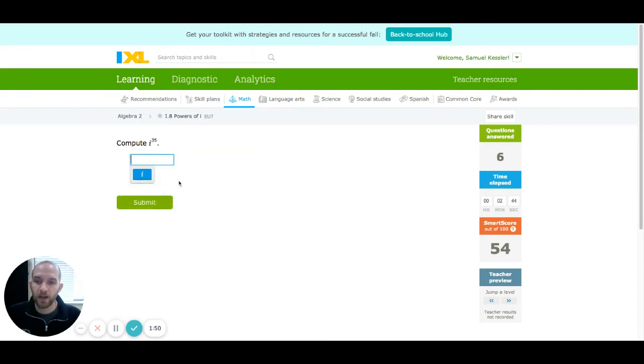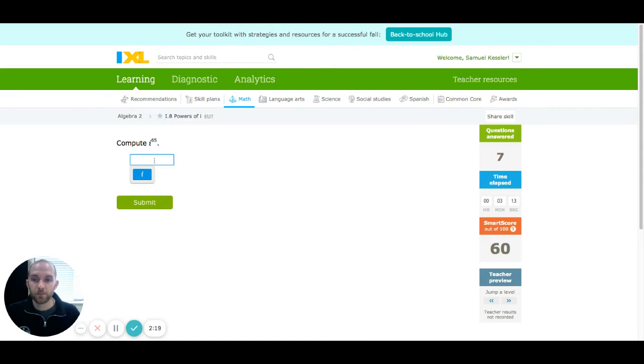i to the 35. Now what I'm going to do is take 35 and divide it by 4. In my calculator, it gives me 8.75. Now that 0.75 as a fraction would be 3/4. So that tells me I'm going to look at the third number in the pattern. So i, 1, and the two in the middle are negative. So the third one in the pattern is just -i. Submit.